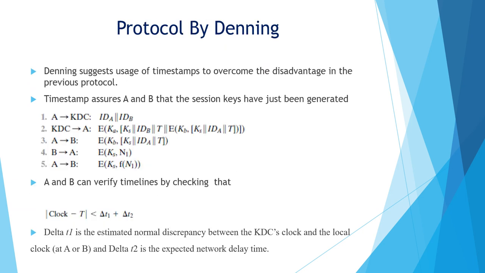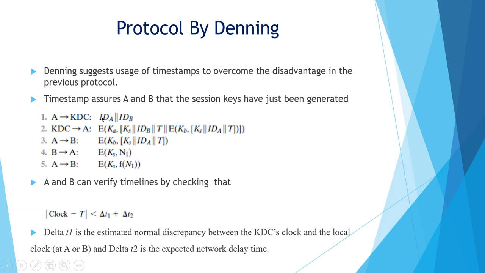So, Denning proposed another protocol which suggests the use of timestamps. She suggested the usage of timestamps to overcome the disadvantage in the previous protocol. The protocol by Denning makes use of timestamps over a synchronized clock across the network so that the disadvantage seen in the previous protocol can be eliminated. The timestamp assures A and B that the session keys have just been generated. So here, instead of using two nonces, we are using one nonce and a timestamp.